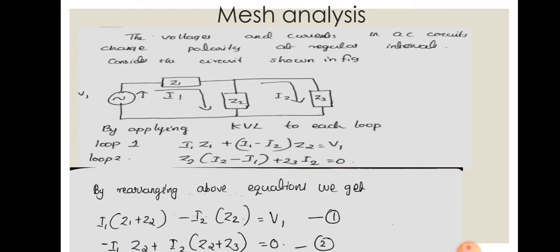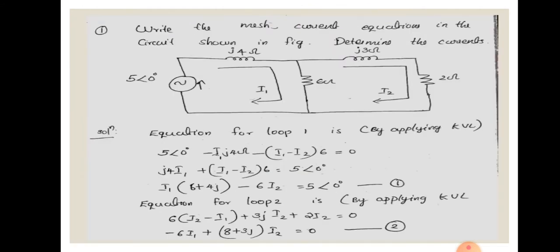So we will use the term impedances in that case. In the previous case, we were using resistors, and here we are using impedances. That is why they are represented by Z1, Z2 and Z3. So we can do the first problem. The question is, write the mesh current equations in the circuit shown in the figure and determine the currents.